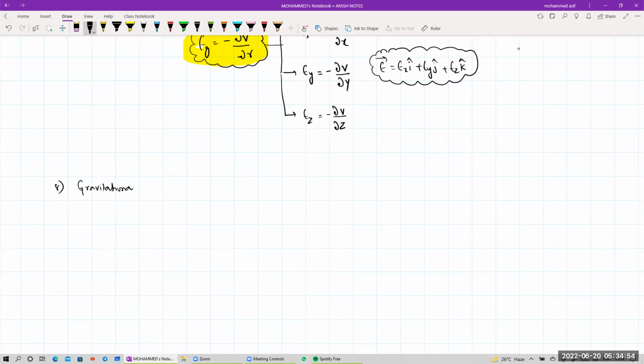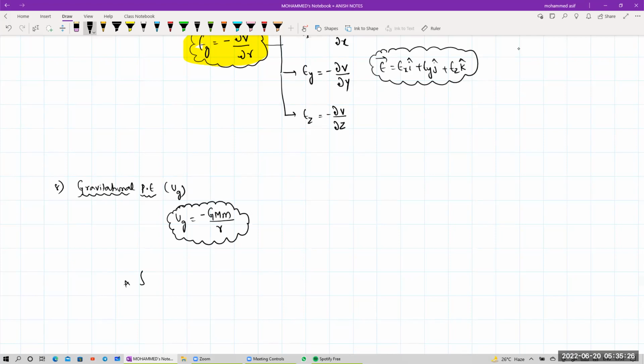Gravitational potential energy is represented by the letter U. This is also a scalar quantity. So U_G will be equal to minus G M m divided by R. Capital M is the mass of the planet or the mass of the Earth. Small m is the mass of the body. R is the distance between them. So gravitational potential energy will be equal to minus G M m divided by R.